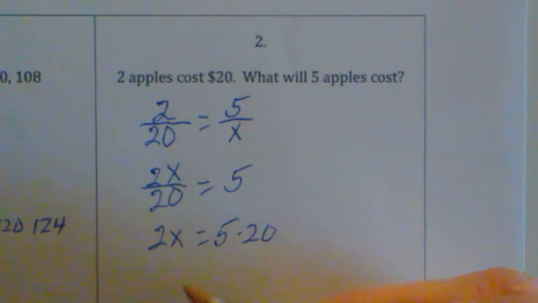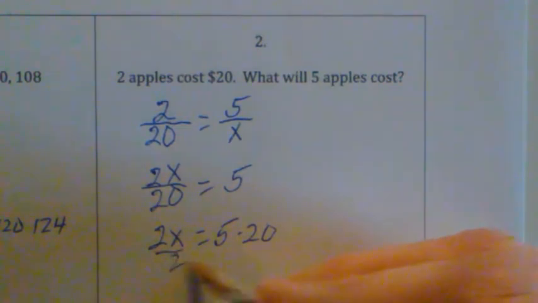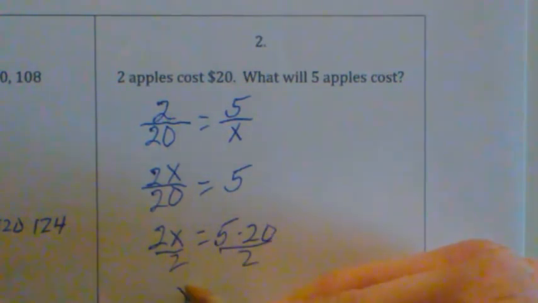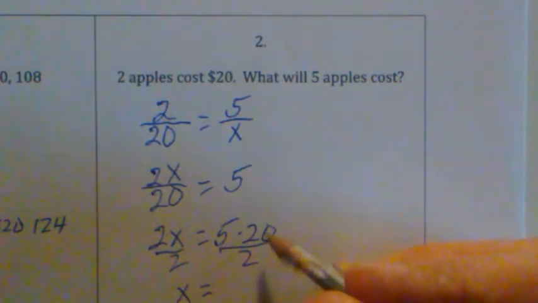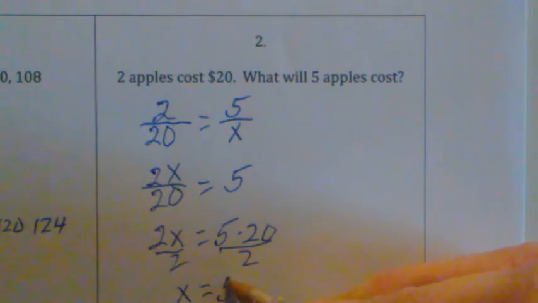We want x, we want 1x. To get 1x, what do we do? We divide by 2. So we divide this side by 2. X equals, well, you can put this in your calculator, but 20 divided by 2 is 10. 10 times 5 is 50.